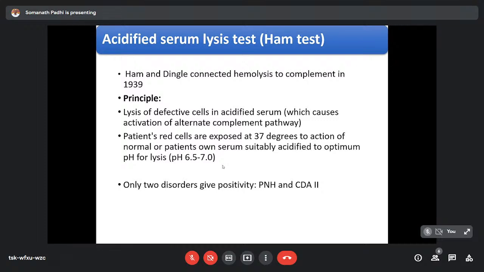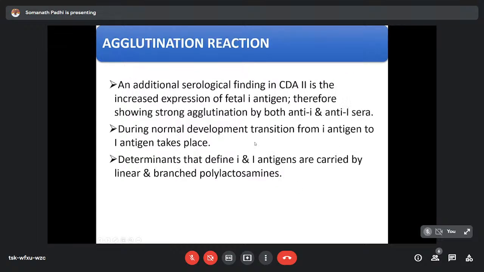things only, whereas we all know that this test gives positive results in two conditions, that is paroxysmal nocturnal hemoglobinuria and CDA type 2. There is another reaction known as the agglutination reaction, and an additional serological finding in CDA type 2 is the increased expression of the fetal I antigen on the RBC membrane, therefore showing strong agglutination by both anti-I and anti-i sera.